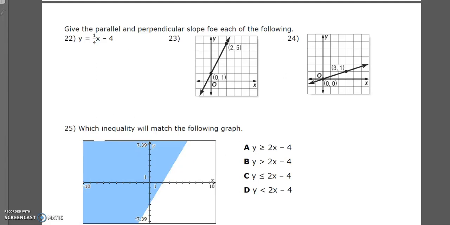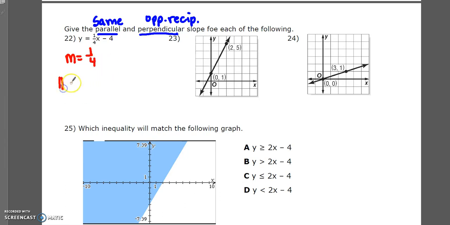Okay, number 22 says give the parallel and perpendicular slope for each of the following. If they're parallel lines, we know that they have the same slope. If they're perpendicular lines, we know they're going to be opposite reciprocals. Right? So if I look at number 22, the slope for number 22 is 1/4, right?